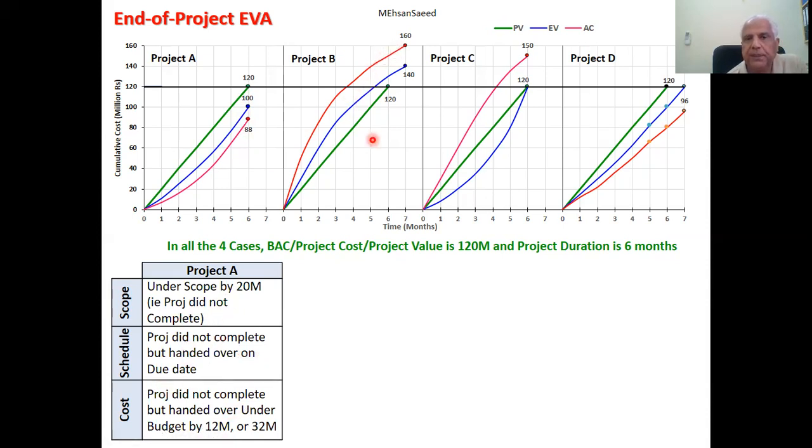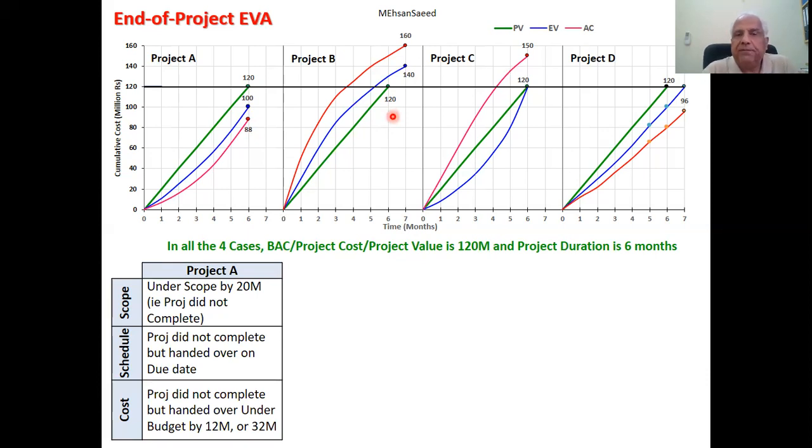Take this case, project B. The project was to earn 120. How much has it earned? 140. Increase in project scope. Is it a regular increase in project scope or irregular or uncontrolled? Well, clearly the PV line is stopping over here. That means that was the scope. So either some scope creep took place over here or gold plating took place. So this project went over scope by 20, either through scope creep or gold plating, but not through regular increase in scope.